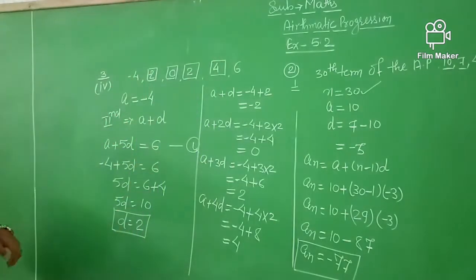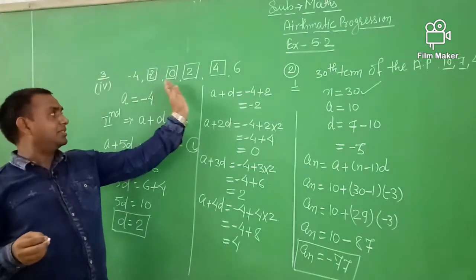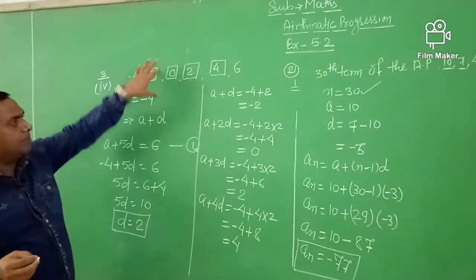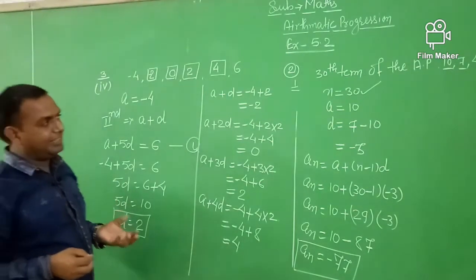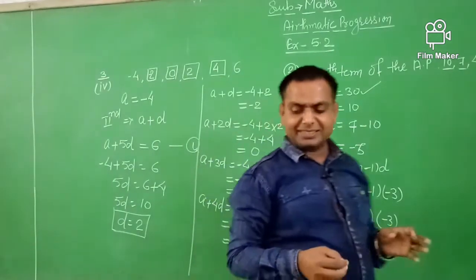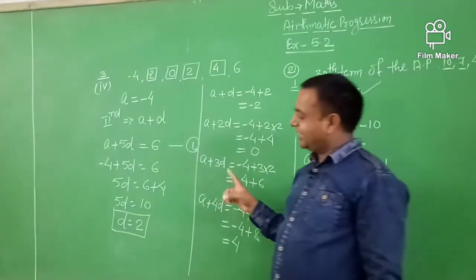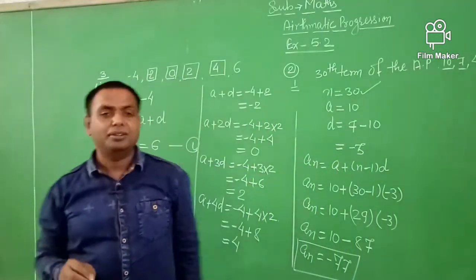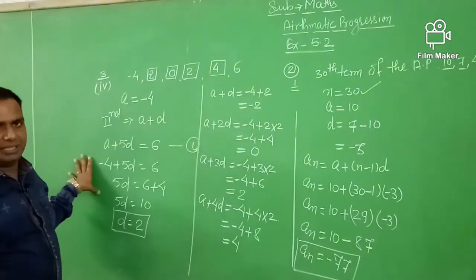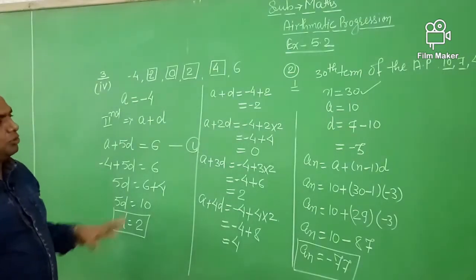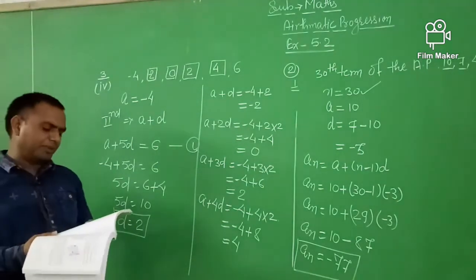In this way, you apply the method and fill up the places which are left blank in the questions. Apply the formula an is equal to a plus n minus 1 into d for all the questions of this exercise. If you apply this formula, then you can solve all these questions. The next question is also given.